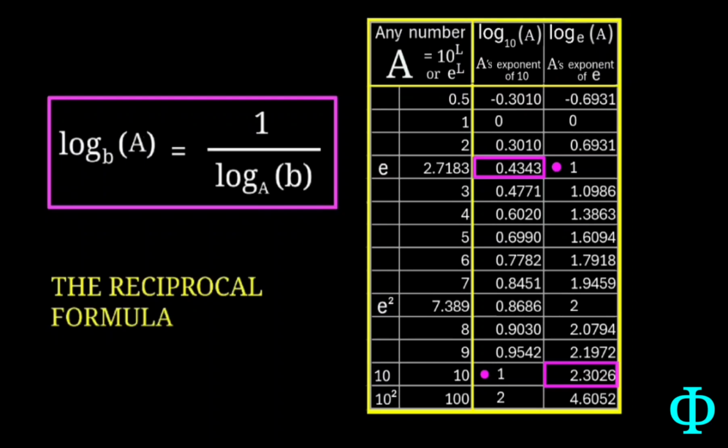This relationship holds true for all bases. And thus we have the reciprocal formula. Log base b of a equals 1 over log base a of b. Note how the positions of b and a get switched.